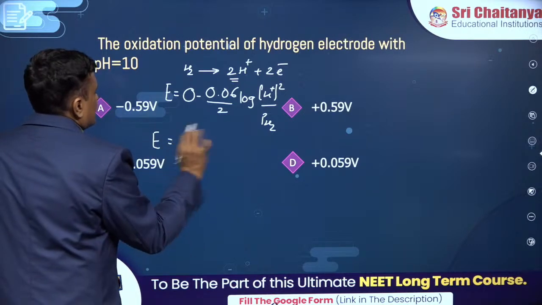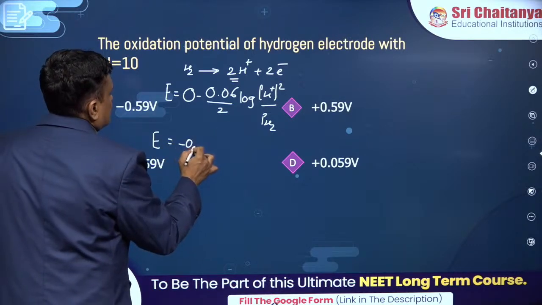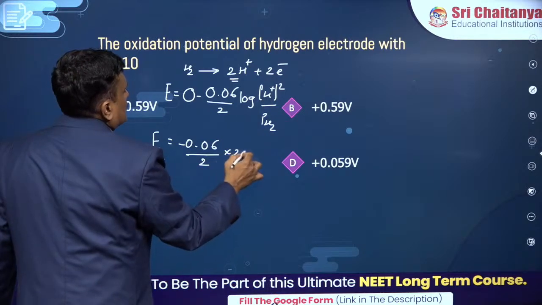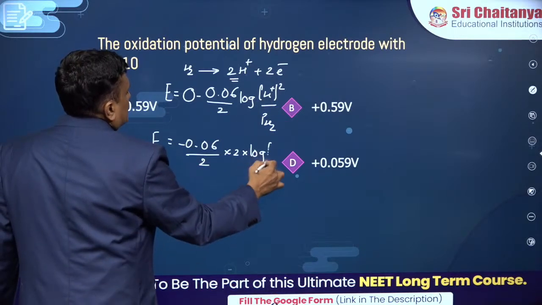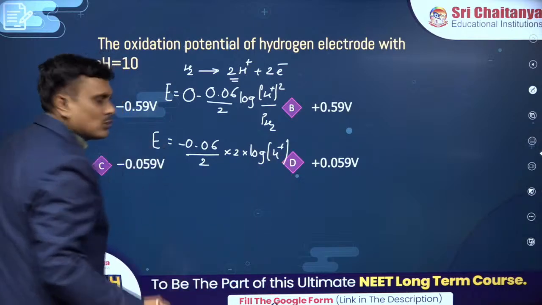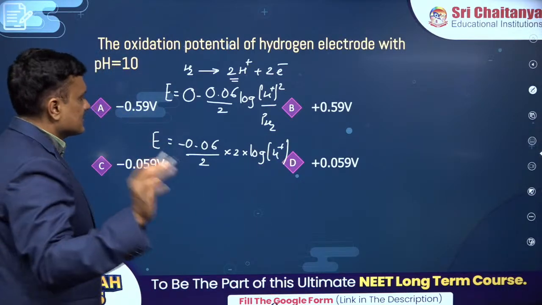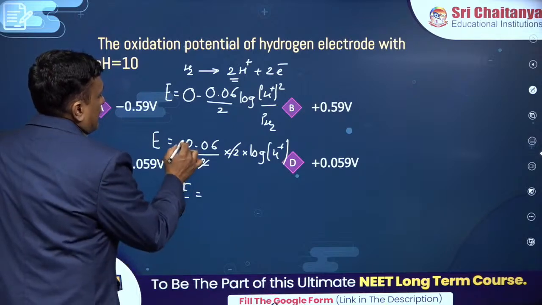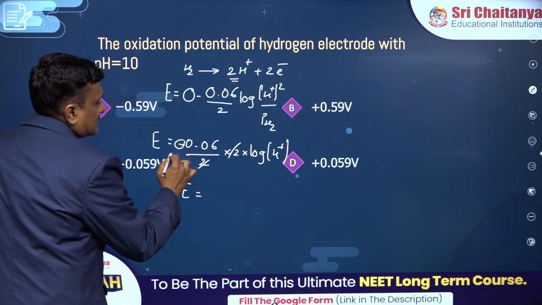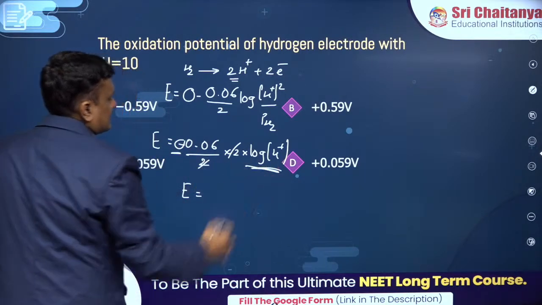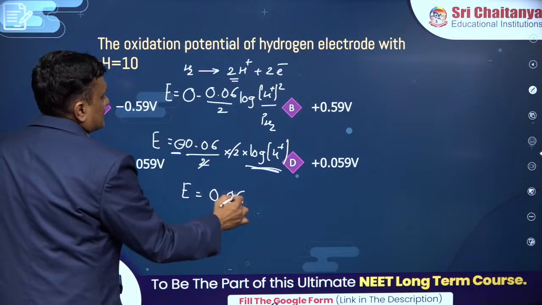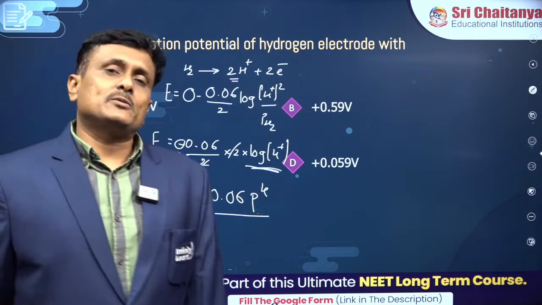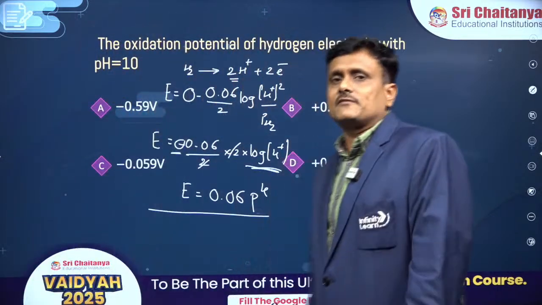Equal to, don't do any calculations right now at this junction. 0.06 by 2. You can write this as 2 into log H plus. Don't do any calculation, don't put anything. Just listen to what I do here. Most of the questions will be like minus log, you can see minus is here, log H plus is here. So if I spare this, the value can be written as pH. So this is another equation to find out the EMF of the cell if pH is given.